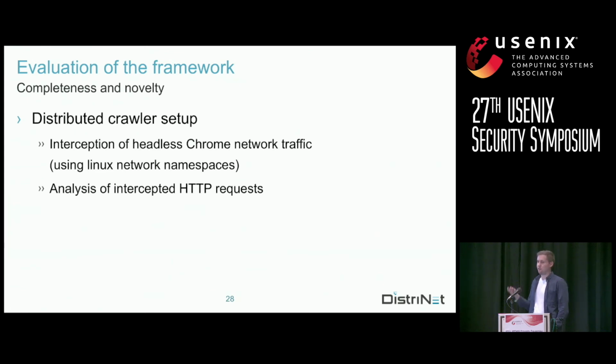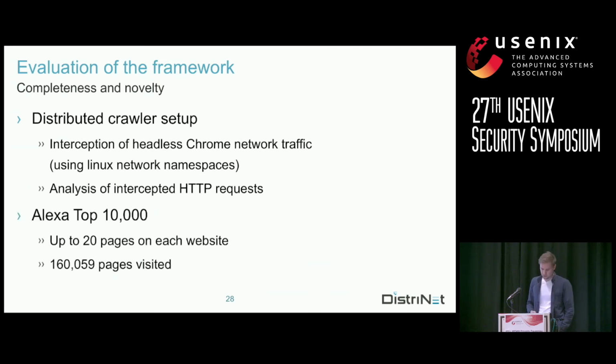And this gave us an indication of completeness because we did not find any mechanisms that initiated cross-site requests that we had not detected with our framework. And on the other hand, it also gave an indication of novelty because the detected bypasses of our framework were not detected in the wild used by trackers. For this, we used the Alexa Top 10,000. In total, we visited 160,000 web pages and analyzed all cross-site requests that were initiated on these web pages.